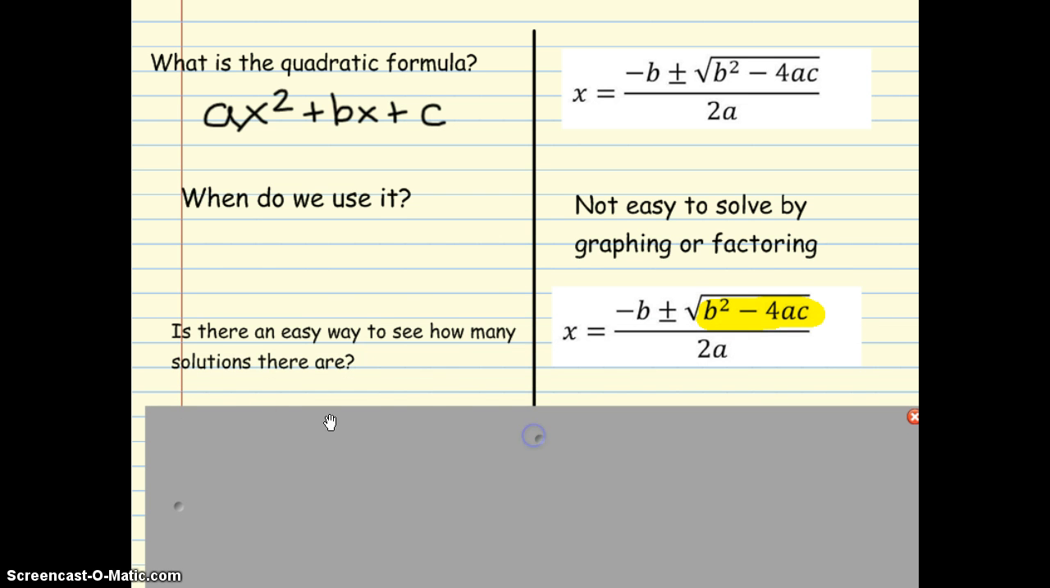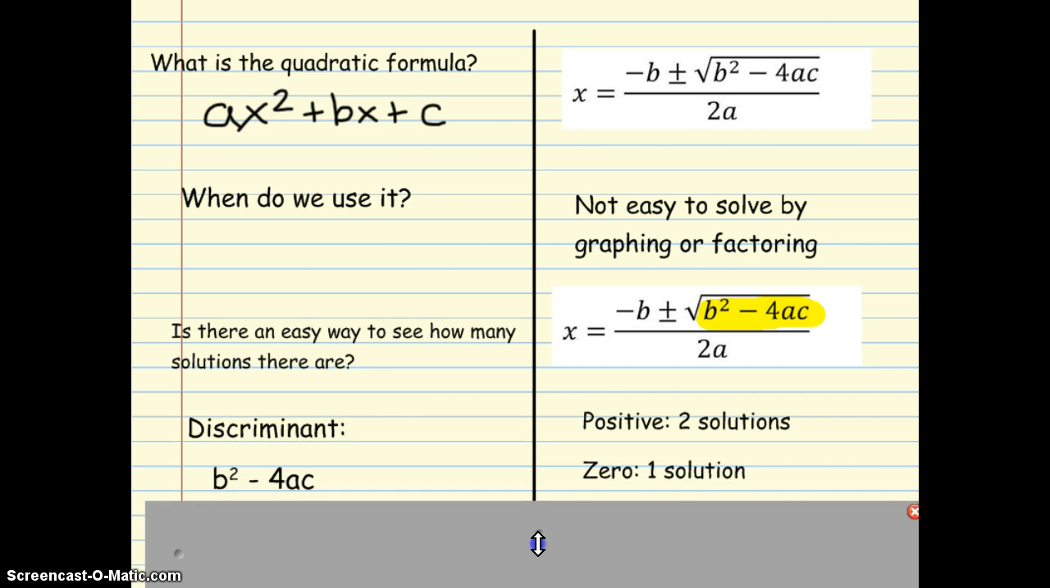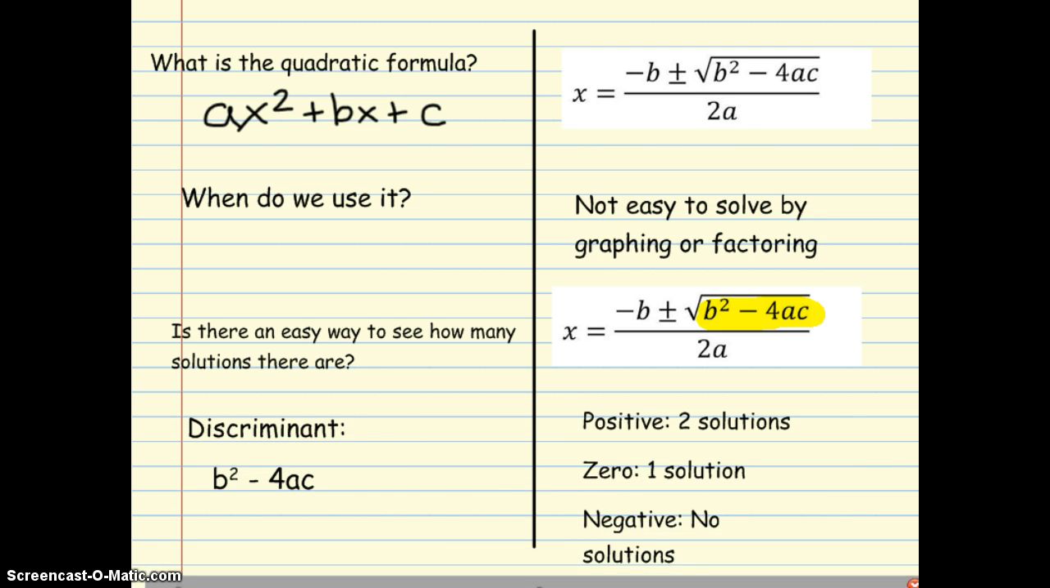Also, for your information, is there an easy way to see how many solutions there are? Yes, there is. There's a thing called the discriminant, and it is this highlighted part, b squared minus 4ac. If the value of that is positive, you have two solutions. If it's 0, you have one solution. And if it's negative, you have no solutions.